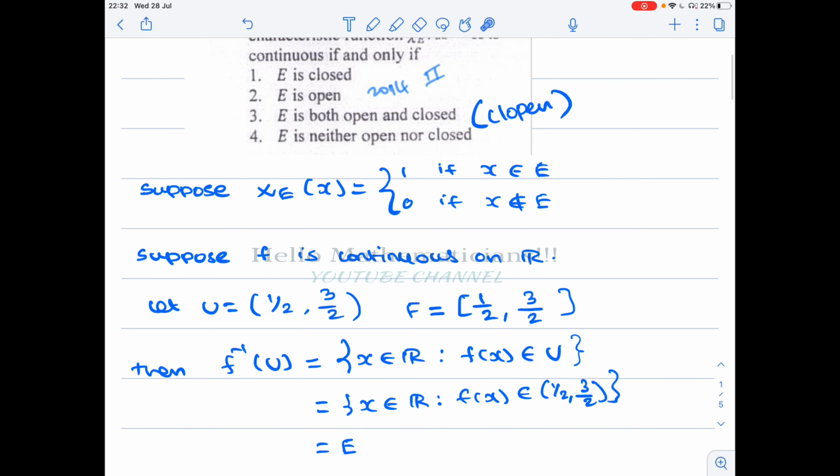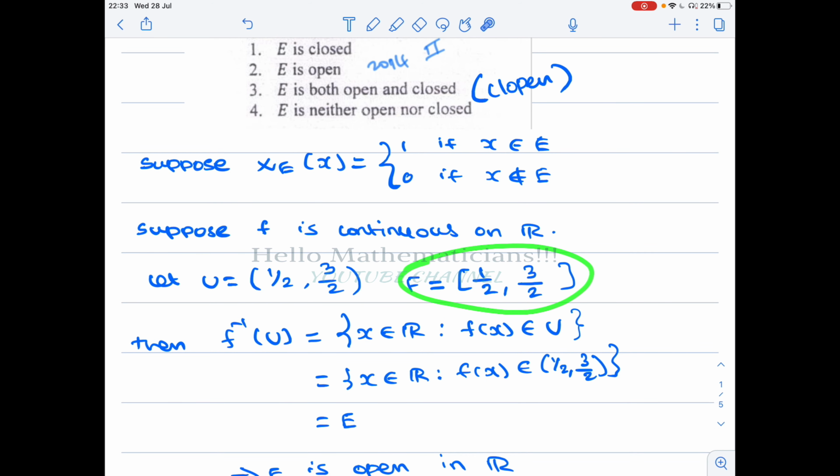So I consider two suitable sets, one open and one closed. We consider U equal to the open interval (1/2, 3/2). This is a neighborhood which contains 1 but doesn't contain 0. Instead of U, any open set containing 1 but not containing 0 will work. Next we consider a closed set containing 1 but not containing 0, so we consider the closed interval [1/2, 3/2].